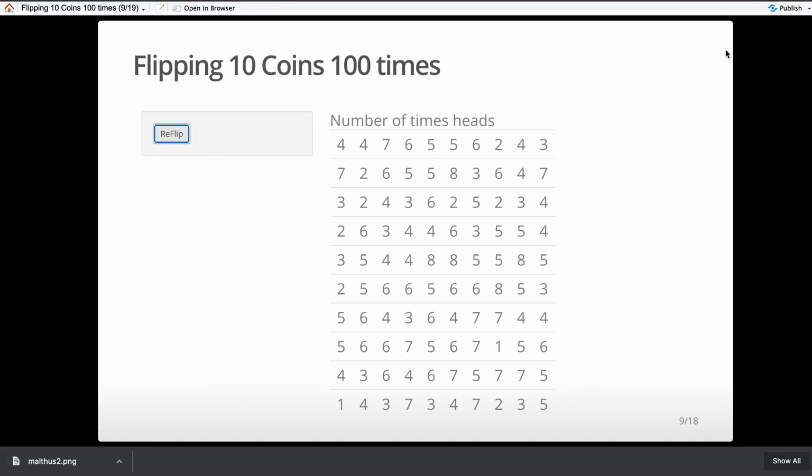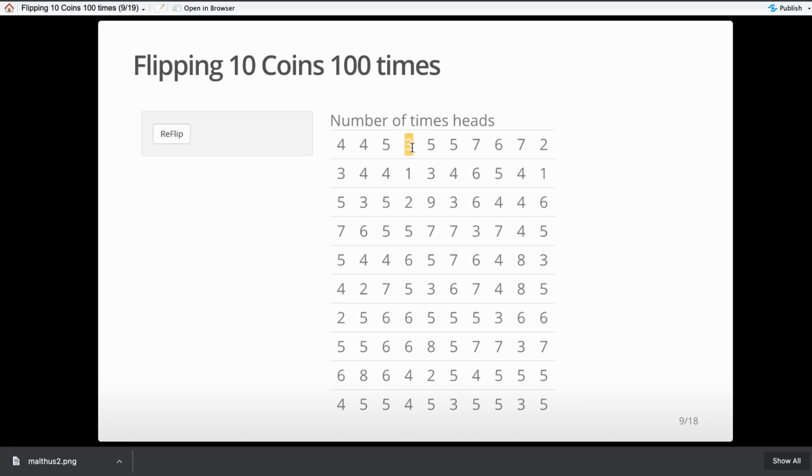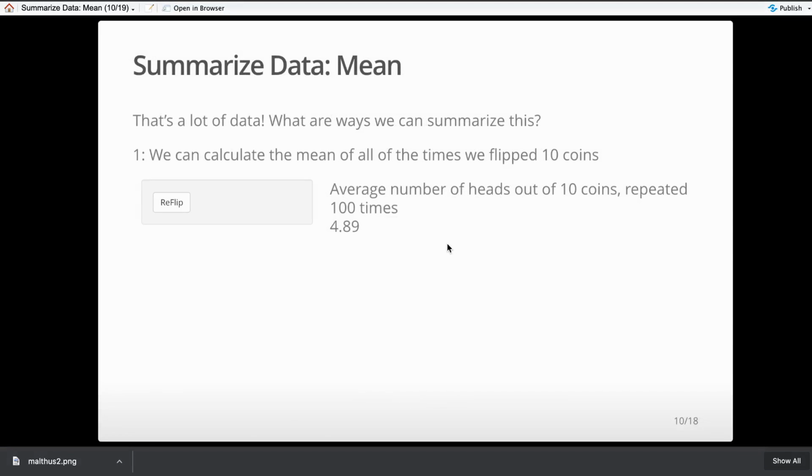So each time I hit this reflip the coin, it flips 10 coins 100 times, and it gives us all this data. Well, that's a lot of data. What are the ways that we can summarize this information? So each one of these is a discrete outcome. It's a discrete random variable, right? How many times did we get heads, right? Keep that in mind.